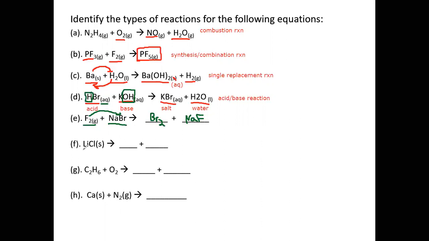In F, we have lithium chloride. It's a solid. We get two products. So here we're starting with one reactant and we get multiple products. So this is going to be a decomposition reaction. And since it has two products, we need to break this down into the elements. So we're going to have lithium plus chlorine. But you have to remember, chlorine has to be written as a diatomic. So it'd be Li plus Cl2.